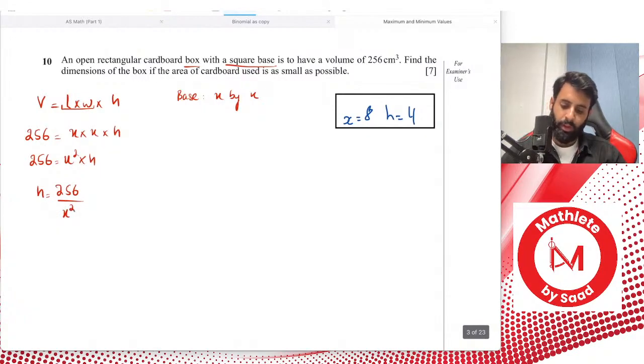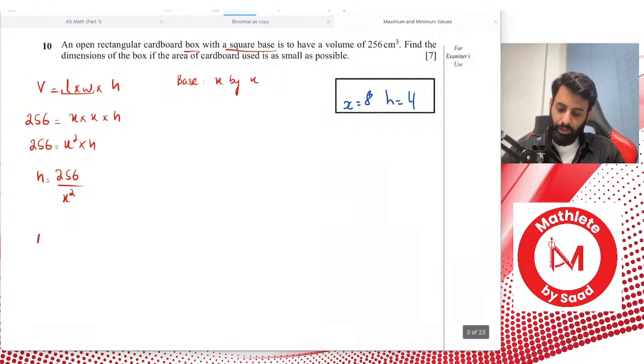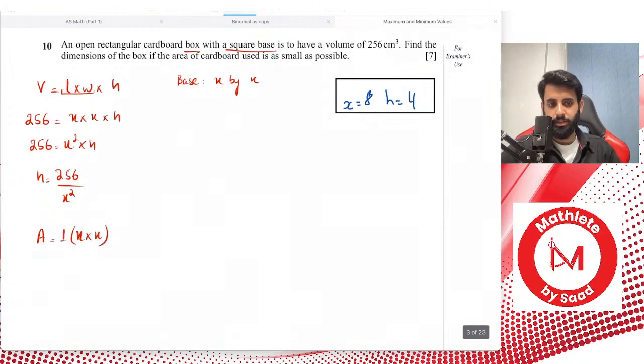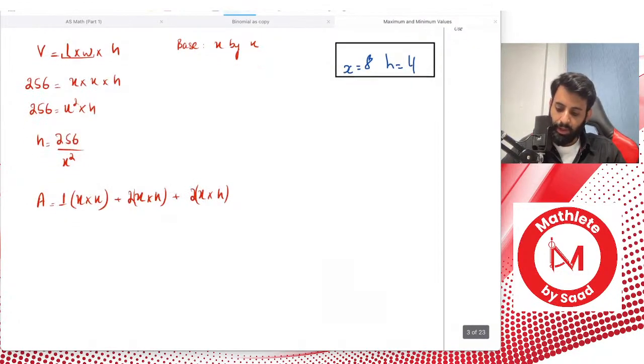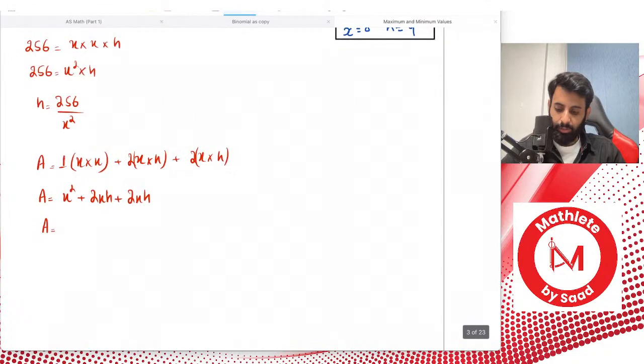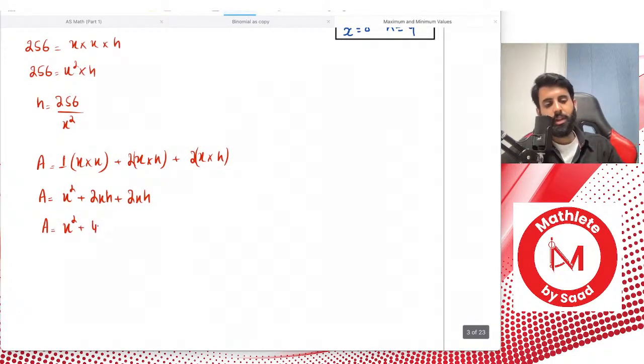Okay, now as far as the area is concerned, area of an open rectangular box means x into x, so that's the base. So we're not going to multiply that by 2 because it's open, plus x into h, that we're going to multiply by 2, and then another x into h, which also gets multiplied by 2. So let's see, what do we have now? We have x square plus 2xh plus 2xh, which is equal to x square plus 4xh.